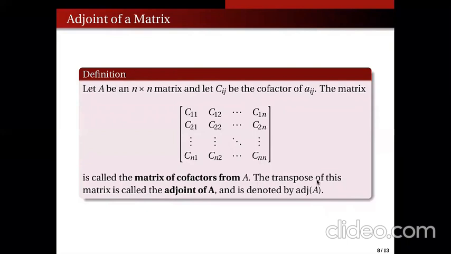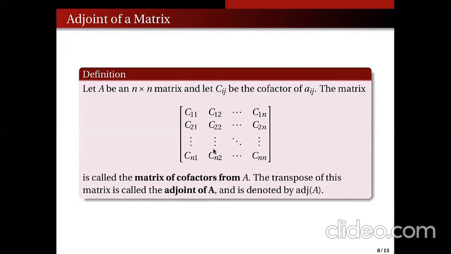Now, the transpose of this matrix is called the adjoint of A, and we denote this by ADJ or adj of A. In some references, we call this the adjugate of A, but in this reference, we call this the adjoint of A. The adjoint of A may be different from other books, so for our course, the adjoint of A will be defined this way.